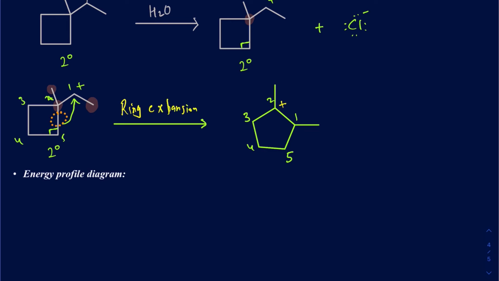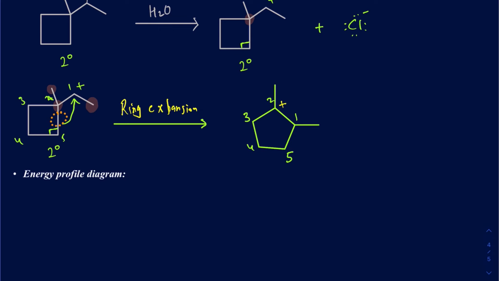And then similarly, you can have a ring contraction as well if you don't have a stable ring. So ring expansion will take place if you have something like a 4 carbon ring or maybe a 3 carbon ring, because those rings are not stable. Your stable ring is going to be the 5-membered and the 6-membered ring.